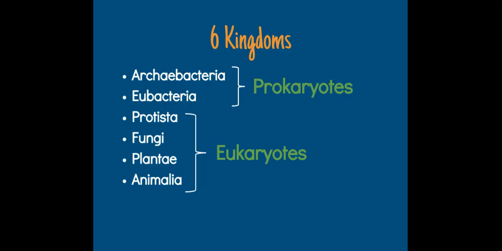So here are your 6 kingdoms. 2 kingdoms, Archaebacteria and Eubacteria, are comprised only of prokaryotic organisms. That means that they don't have nuclei. Any organism in these 2 kingdoms does not have a nucleus. The 4 kingdoms where you would find organisms that do have a nucleus are Protista, Fungi, Plantae, and Animalia. And all of these 4 kingdoms contain eukaryotic organisms.